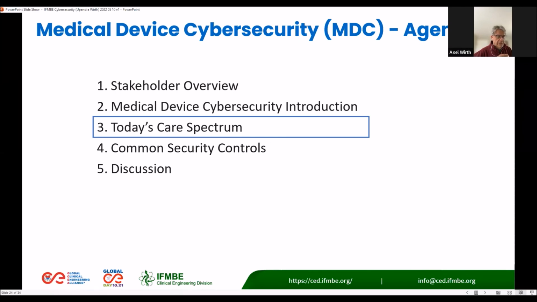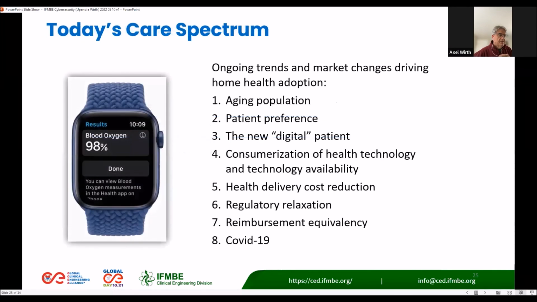I want to switch topics now and talk about today's care spectrum. So as we already mentioned earlier, right, a lot of care today is moving out of the hospital, and that is in part driven through aging population, which is true here in the US, true in Europe, true in Asia, true on any other continent, right? But also patient preference. We have now a digital patient. They buy their own devices that measure their blood oxygen level and monitor certain basic cardiac functions. We've seen the consumerization of health technology, and that technology is now broadly available, like your smartwatch, your fitness tracker, your smart bathroom scale, your home blood pressure cuff that is connected to your smartphone. So those are all good things, right? They help us to diversify care delivery and reduce cost.